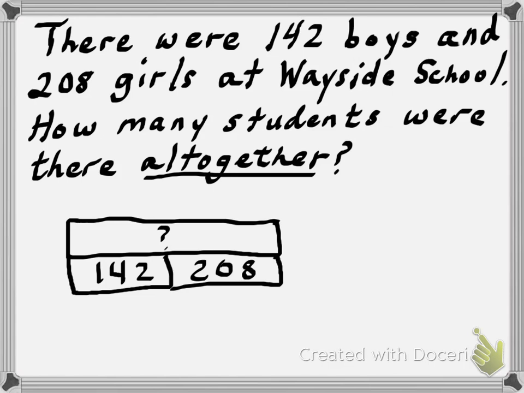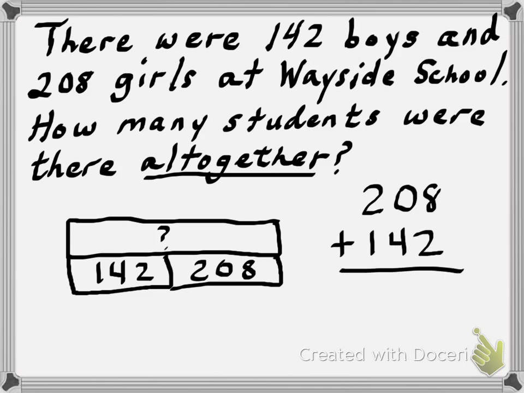Now I want to figure out how many students altogether there were at Wayside School. I'm looking for my whole. To solve this problem, did you set up an addition problem? 208 plus 142. Or maybe you turned those numbers around and wrote them the other way. Doesn't matter because it's addition. Starting in my ones place, 8 plus 2 is 10. 1 and 4 are 5. And 2 and 1 are 3. So there were 350 students in all.